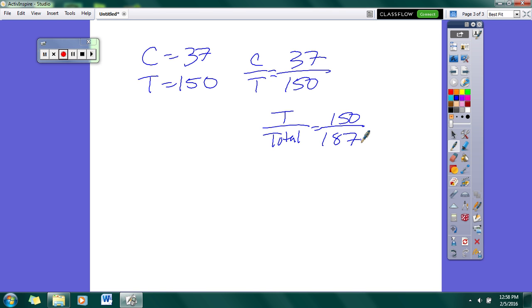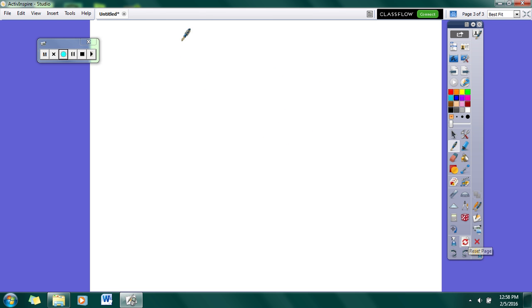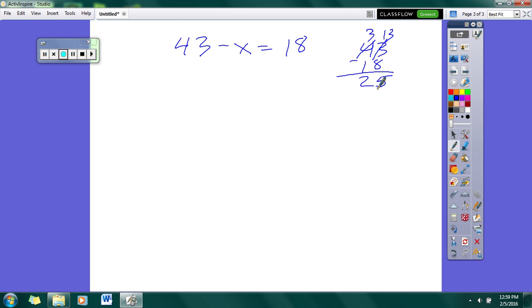187. Let's keep going. Carl had $43 when he entered the museum gift shop. After spending money, he had $18 left. So we know that he had $43, he spent some money, and now he has $18 left. So we know 43 minus 18 is going to give us our other add-in. So 13, this is a 5, 25. So we know that he spent $25.